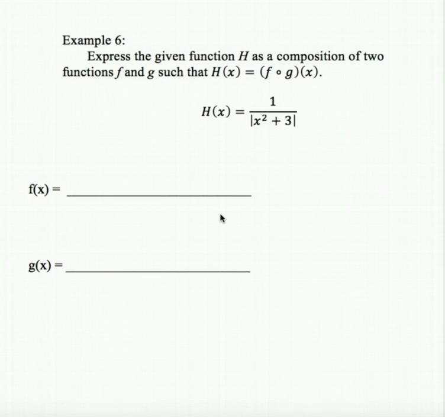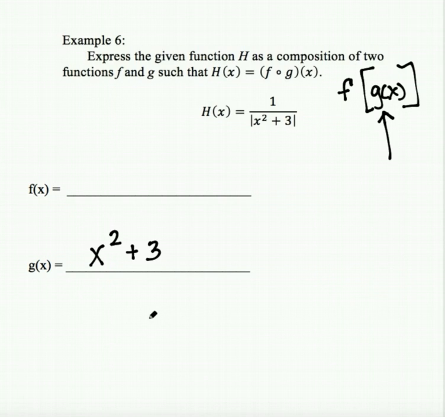Example 6. Similar to the last one, we're going to express the function h as a composition of two functions f and g such that h of x is equal to f of g of x. So again, I know that I'm taking this function, I'm decomposing it. So it's going to be f of g of x. I need to, again, decide what the inner function is. When I look at this, what do I consider to be the inside? At first glance, I would say that the inside is x squared plus 3.